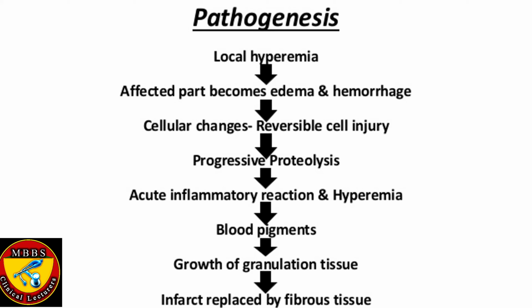So the pathogenesis of infarction says that initially there is local hyperemia, then this affected part becomes edematous and hemorrhagic. There are certain reversible cell injury changes seen in the cells. Then progressively there is proteolysis of necrotic tissues and RBCs. Further, the blood pigments are released by hemolysis. The RBCs undergo hemolysis. The hemosiderin pigments are engulfed by the macrophages. Finally, there is inflammation, acute and chronic type, and there is growth of granulation tissue. And after a few weeks or months, the infarct is replaced by fibrous tissue.